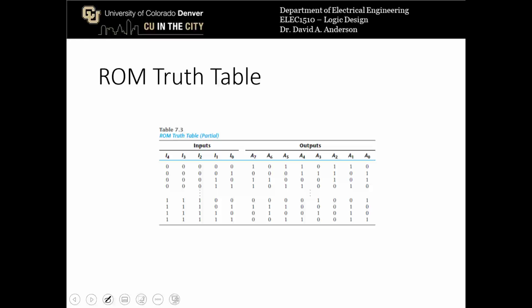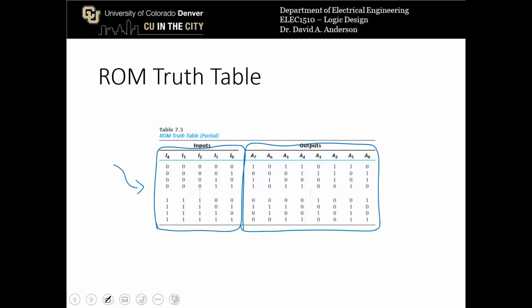Now in general, you would be given a ROM truth table for a whole bunch of data. In this case, we again have 5 address bits and 8 data bits. And so each address is going to correspond to 8 data bits. For example, address 0 is going to correspond to the very top row here, 10110110. This data is basically arbitrary at this point.